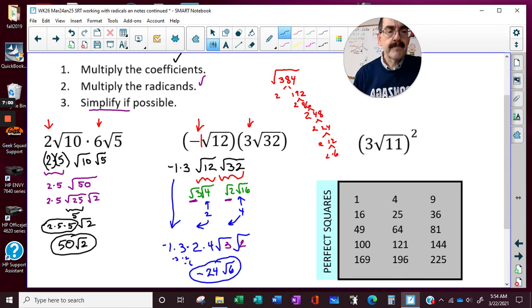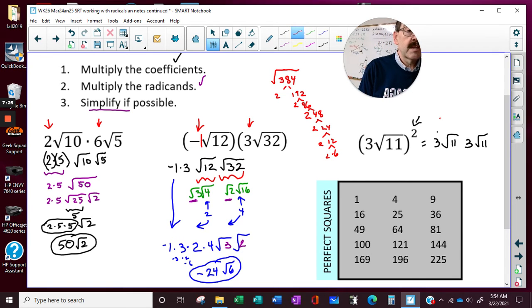Alright, welcome back. Now, before we start the last one, we have a lot to think about here. What does this mean, first of all? Squared. That means everything in the parenthesis times itself. Everything in the parenthesis times itself. Cool. Well, I know the coefficients stay outside.